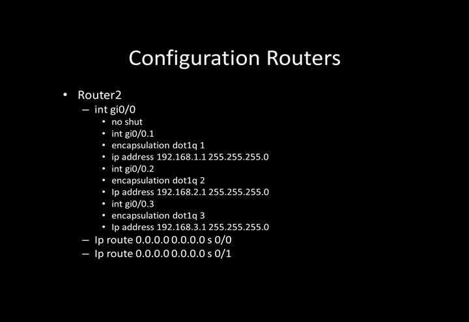255.255.255.0. And we allow IP routing through all zeros and serial port 0/0. And then again another IP route with all zeros for the IP address and for the subnet, and through serial port 0/1.